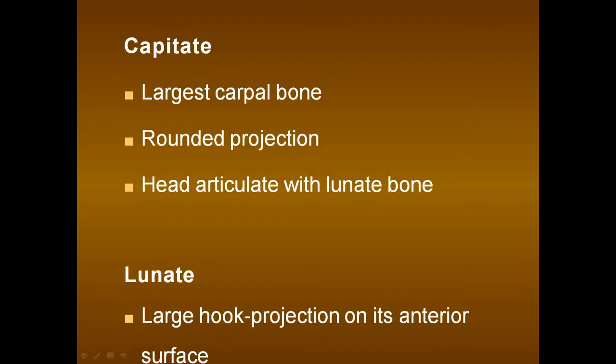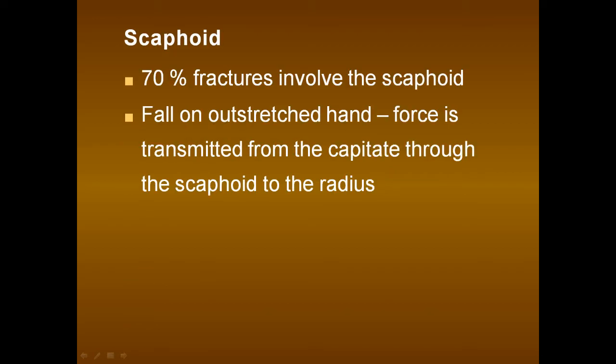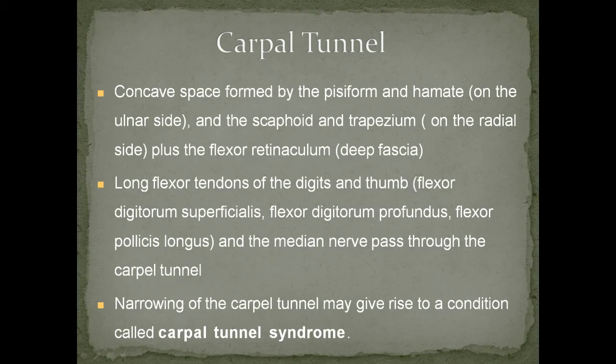Capitate, you can see, is the largest carpal bone, with a rounded projection, and its head articulates with the lunate bone. The hamate has a large hook projection on its anterior surface. Seventy percent of carpal fractures involve the scaphoid bone. If one falls on an outstretched hand, the force is transmitted from the capitate through the scaphoid to the radius.